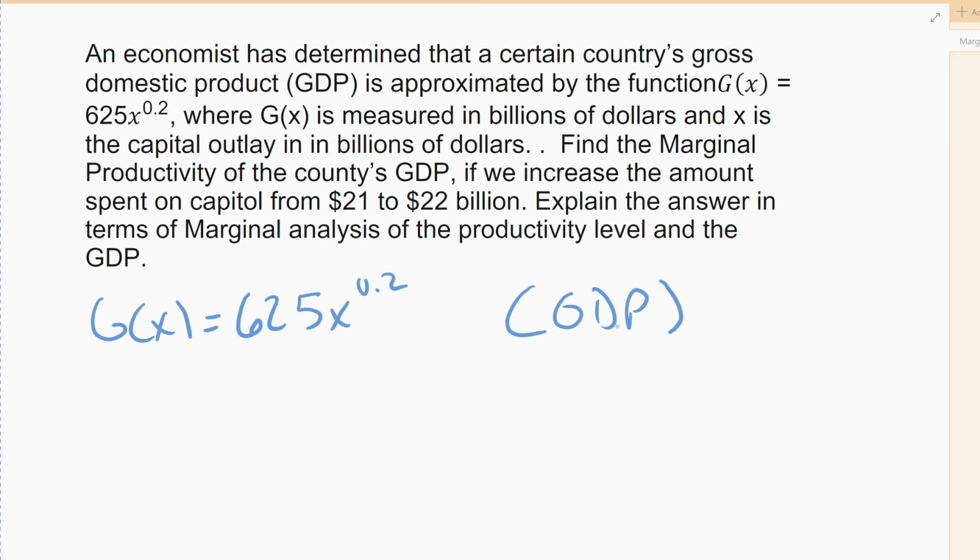Usually it's based on how much money is spent on capital and labor and materials and things like that. We're going to keep it simple. We're just going to look at the capital part. Capital would be investing in properties, rentals, and machinery. So this is the amount spent on properties, buildings, machinery. That's what the capital is. So x represents the billions spent on capital.